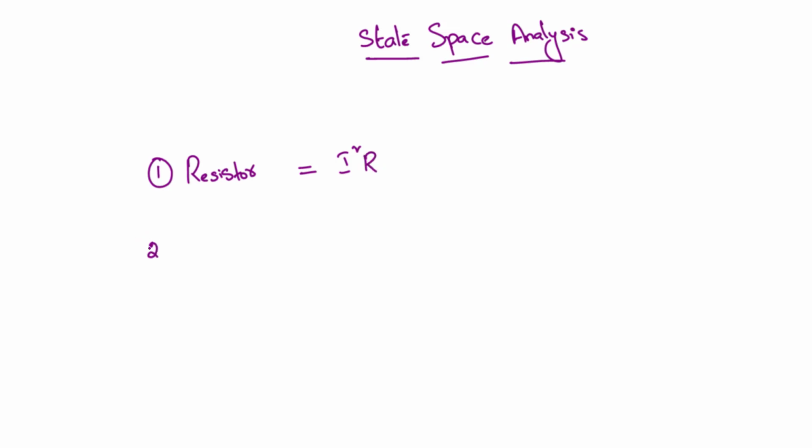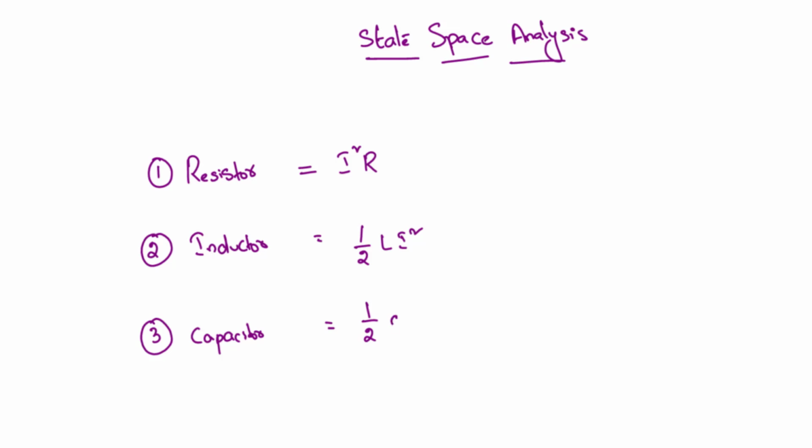Similarly, the other important parameter is the inductor. The inductor will store the energy. The amount of energy stored by an inductor is represented as half L into I square. The other important parameter is the capacitor. The capacitor is another energy storage element. The amount of energy stored in the capacitor is half C V square.